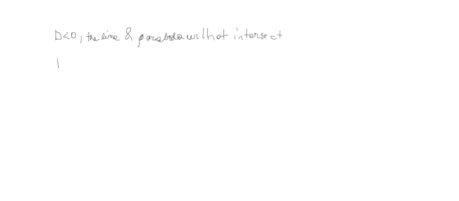And if we have a discriminant equal to 0, the line and the parabola will intersect at one point. For this one, we will have a parabola far away from the line, not intersecting. And for this one, we will have a line touching at one point, which will be the tangent line to the parabola.